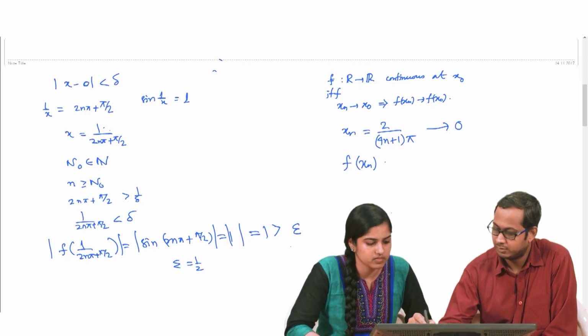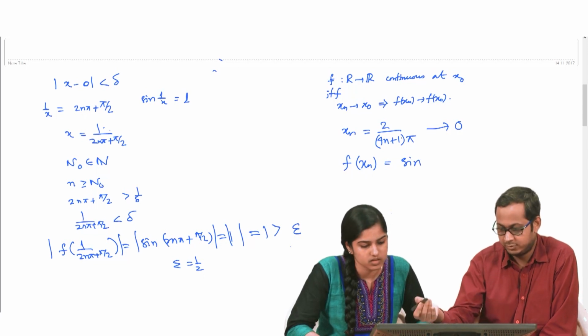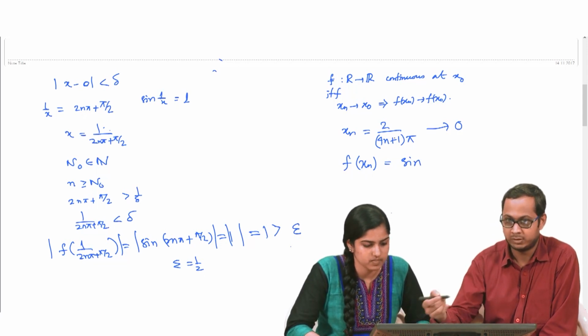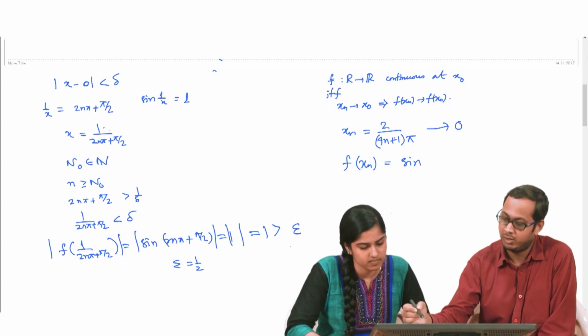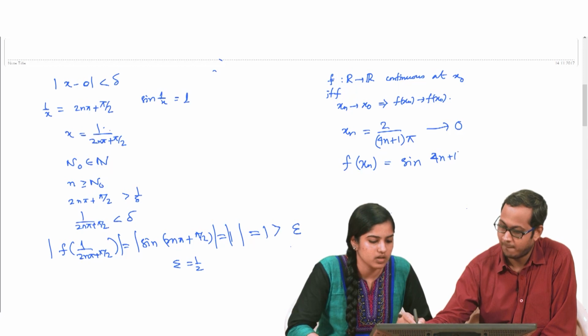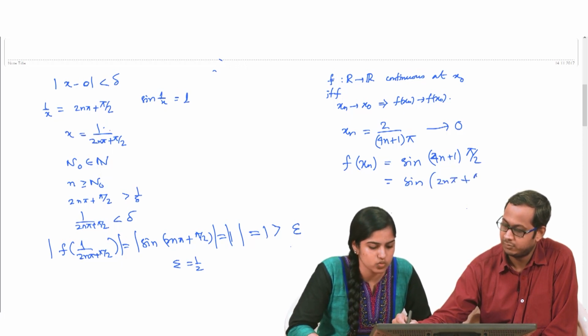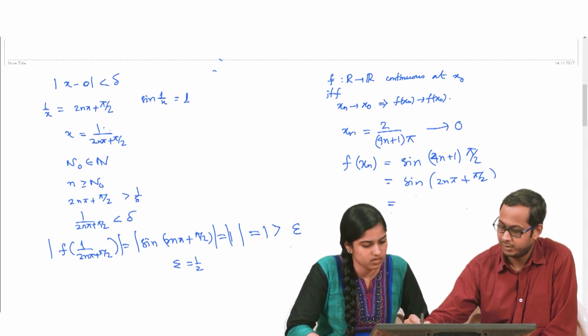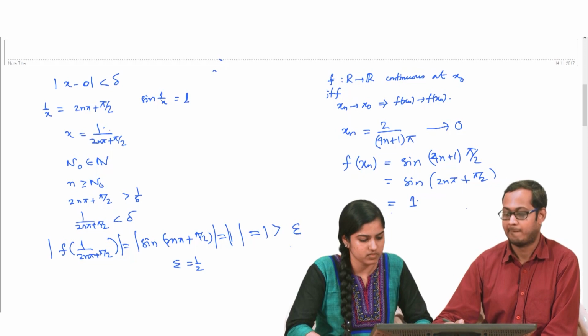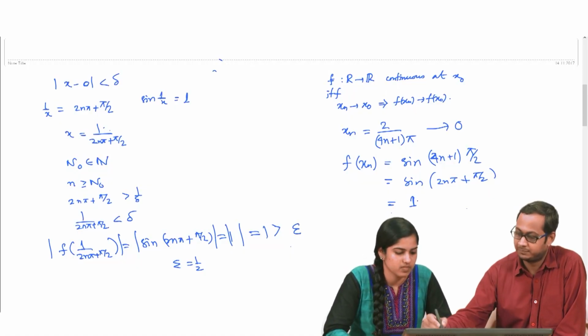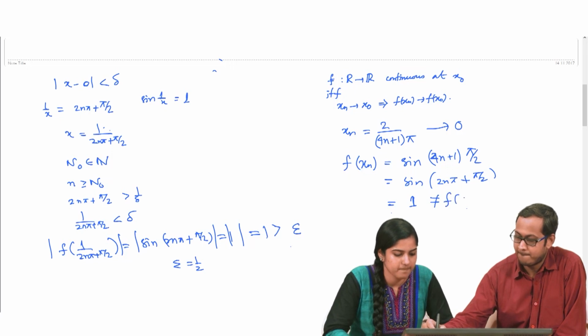So, now consider f of xn. Since xn is non-zero, it will follow the sine 1 by x definition. So sine of 1 by xn, which is sine of (4n plus 1) into pi by 2. So it is nothing but sine of 2n pi plus pi by 2. So that value will be 1. So, is it f of 0? No, this is not. This is the constant sequence 1, which converges to 1 itself. It is not equal to f of 0, which is 0.